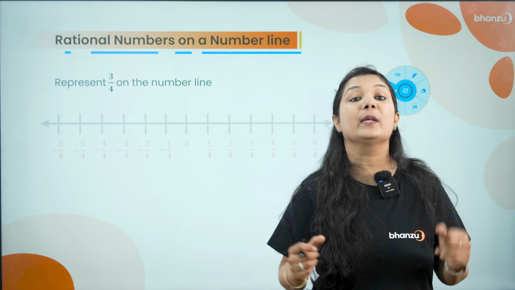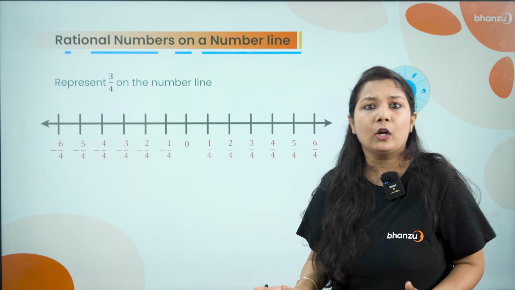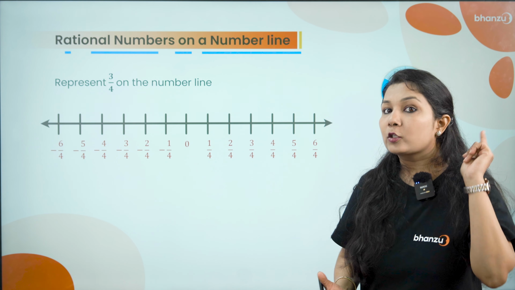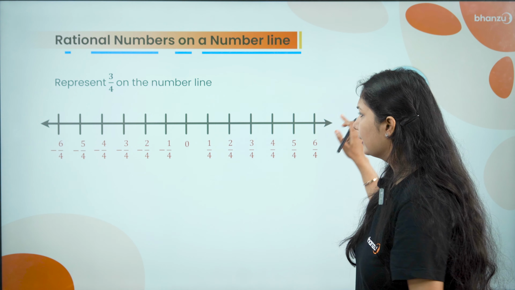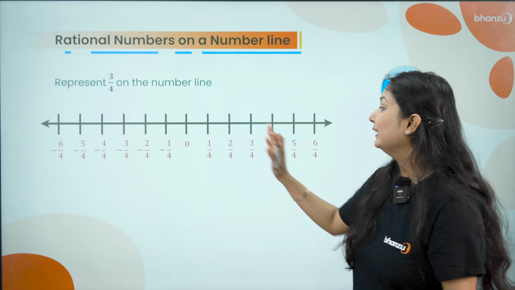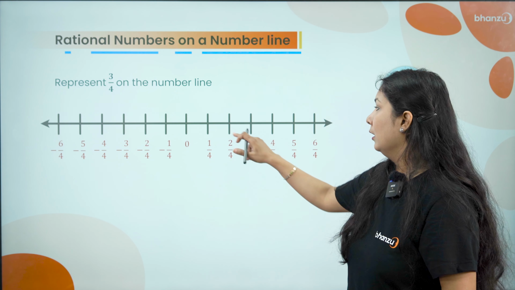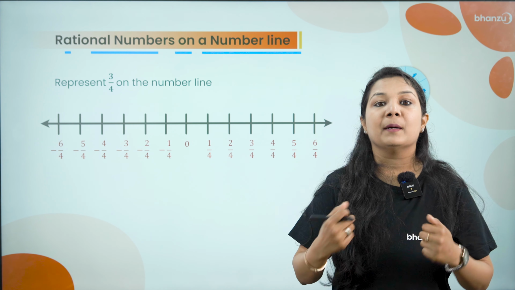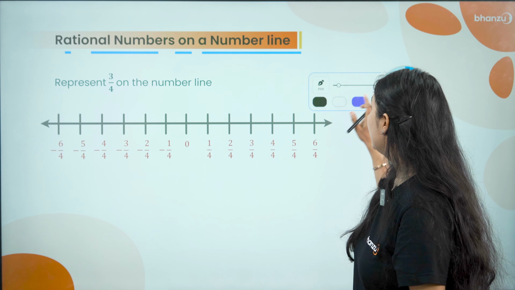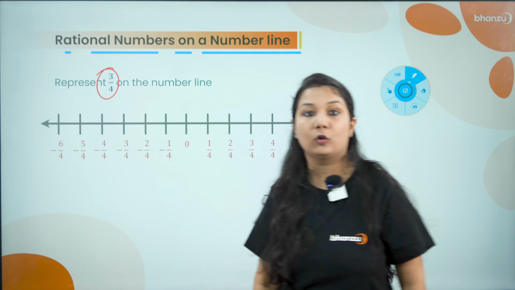So represent 3 by 4 on the number line. This time the denominator is not 2, but still we will be able to draw it on the number line. The important points to be kept in mind are that 0 should always be in the center, and then we have to take equal gaps on both the sides. Mark the lines. But then what numbers to write over there is what we are going to decide now, and how do we check that, right? So starting with represent 3 by 4 on a number line.